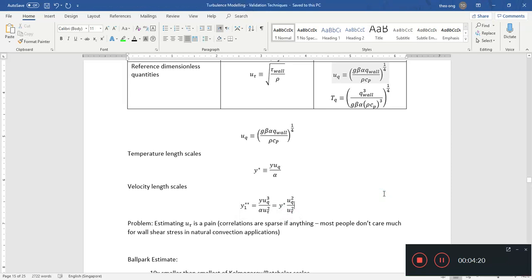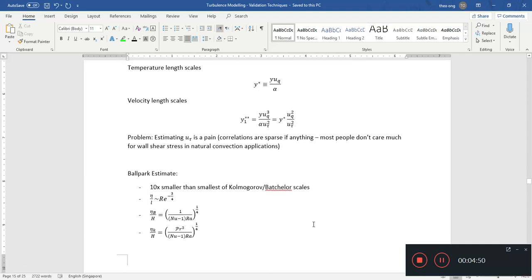Problem is this: estimating u tau near the wall is a pain. The correlations near the wall are sparse, if anything. Most people don't really care much for wall shear stress in natural convection applications. People care about wall shear stress in, let's say, an aeroplane, airfoil, or pipe, where you want to estimate skin friction. For natural convection, it's not so much a concern. So the correlations are very, very few.